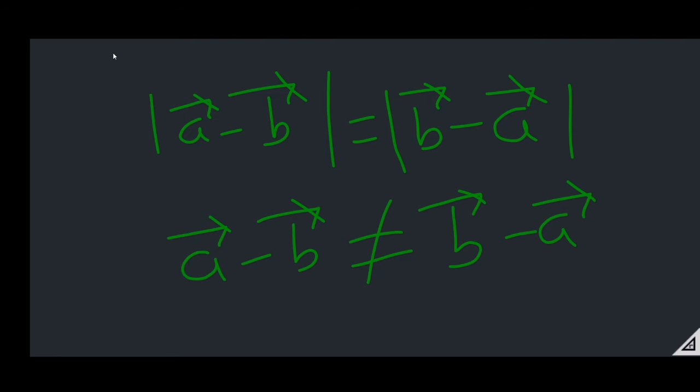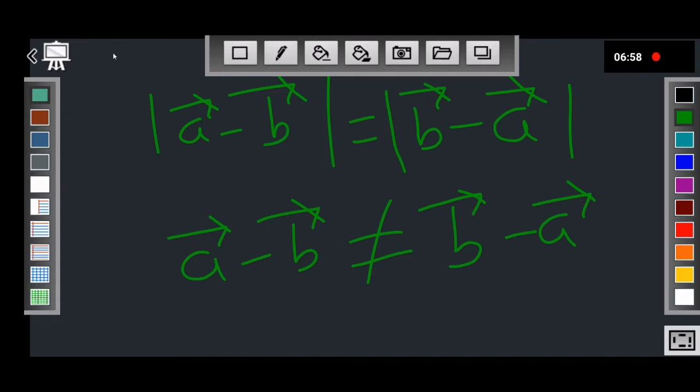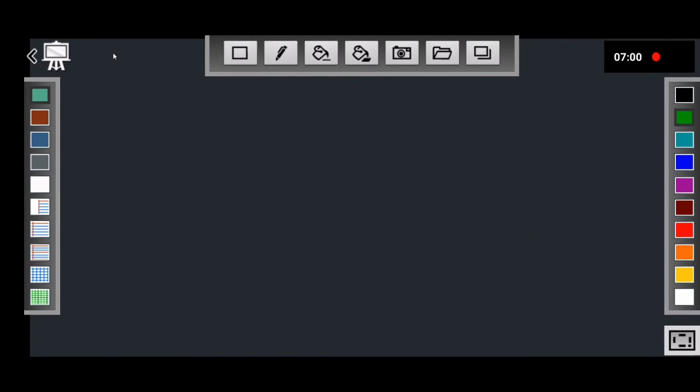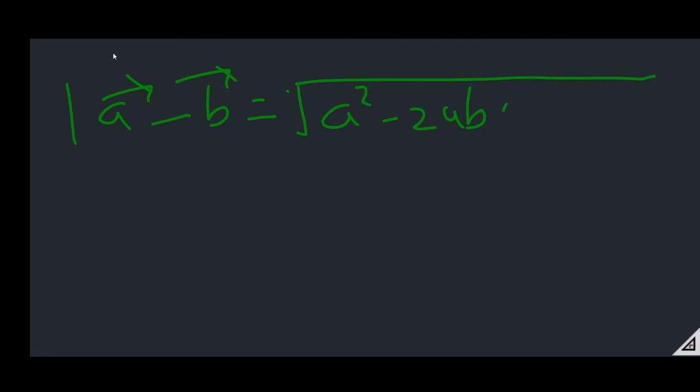This you can also understand from the formula of the magnitude. So let's see the formula of the magnitude. First of all, the formula of magnitude of a vector minus b vector is obtained by the parallelogram law of vectors, that is root under a square minus 2ab cos theta plus b square. So it is the formula of the a vector minus b vector magnitude.